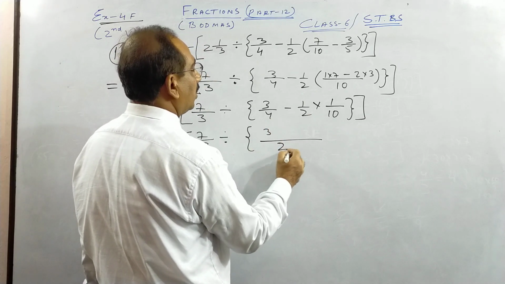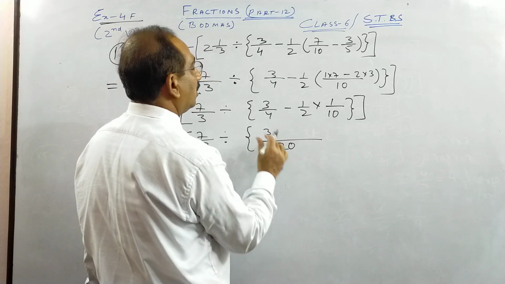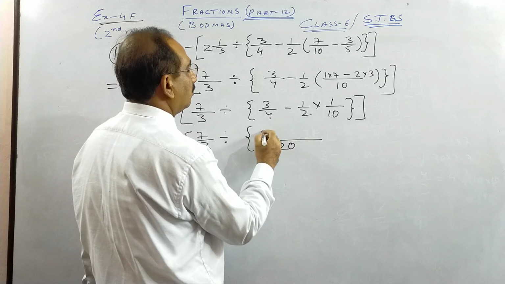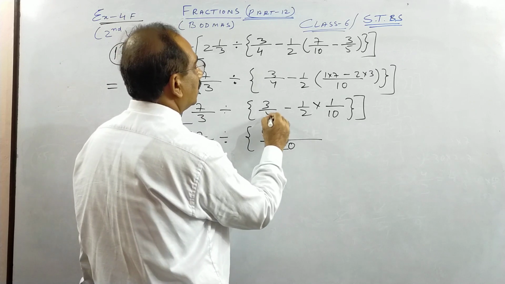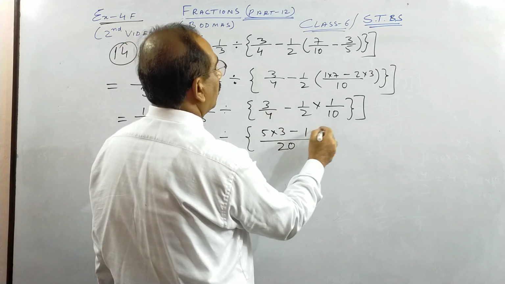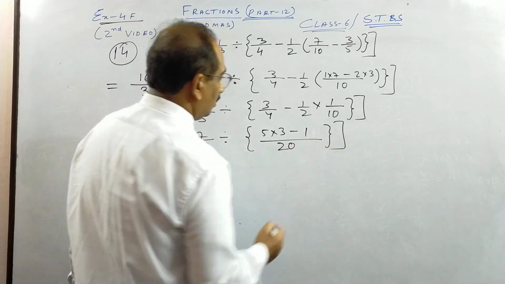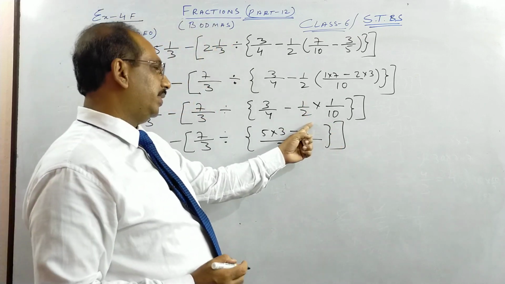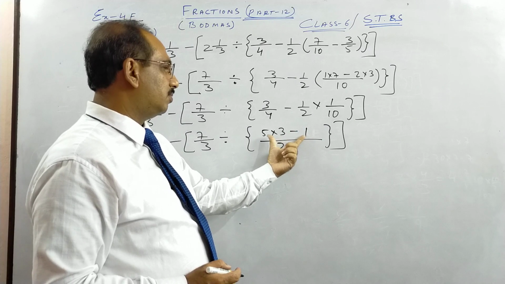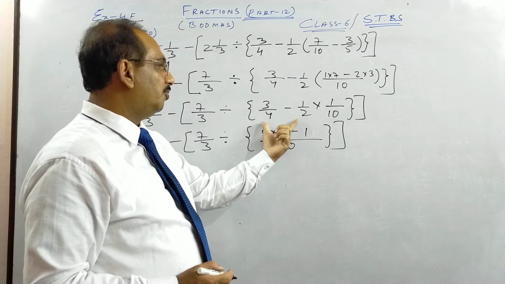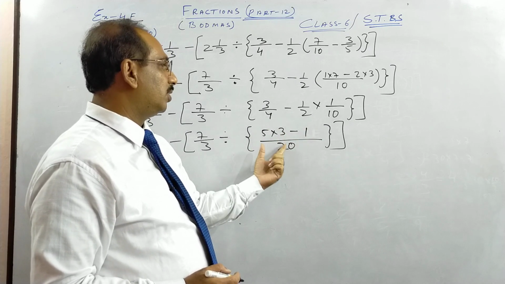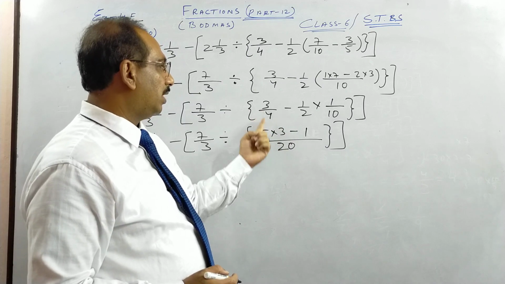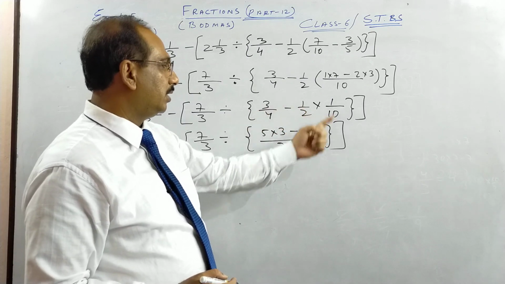So LCM of 4 and 20 is 20. 4 will go 5 times. Okay children, and 20 will go 1 time. So once more, this becomes 1 by 20. Okay, so one step, 4 and 20 LCM is 20. 4 will go 5 times. So 5 3s are 15 you will get, and 20 will go 1 time.